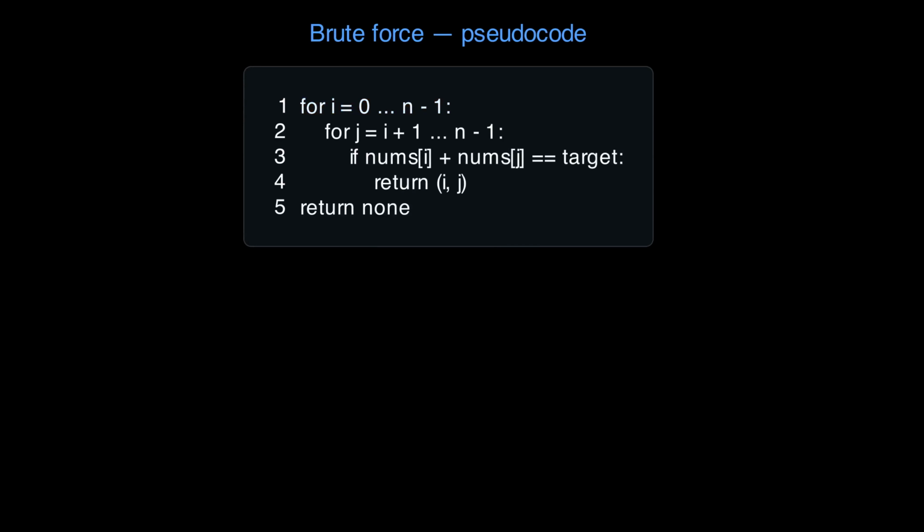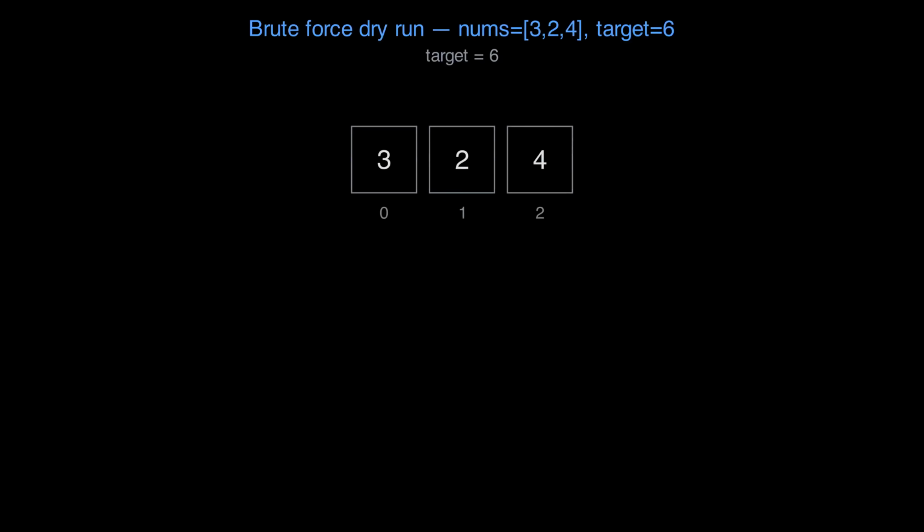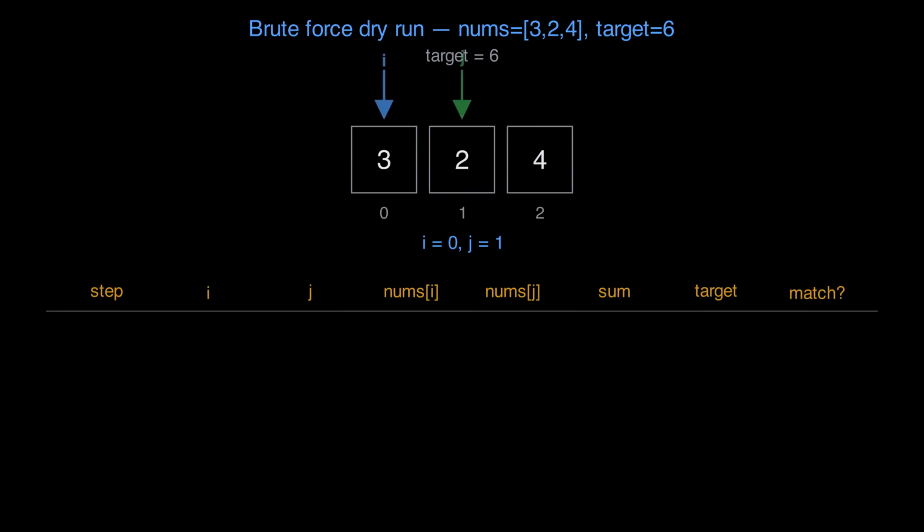Walk every pair i and j strictly greater than i, and return the pair whose sum equals the target. 5 lines of pseudocode. Outer loop on i, inner loop on j starting at i plus 1, early return on a hit, otherwise none. It's correct. Let me trace it on the example to confirm. Using nums 3, 2, 4 with target 6. Track i, j, sum, and whether we have a match.